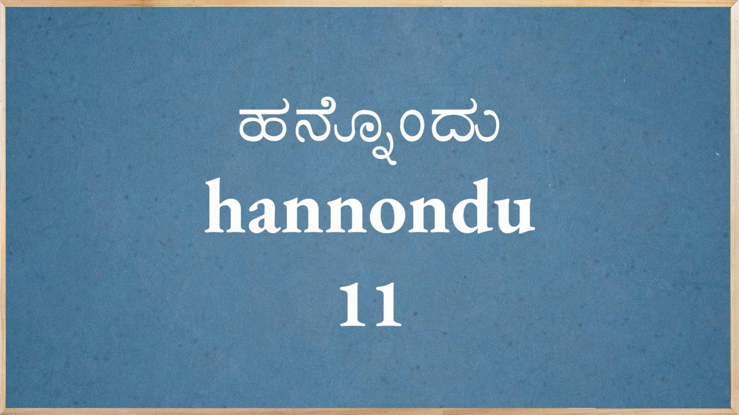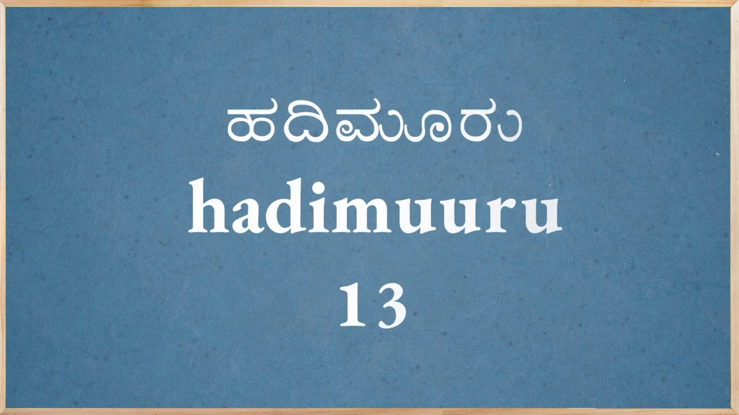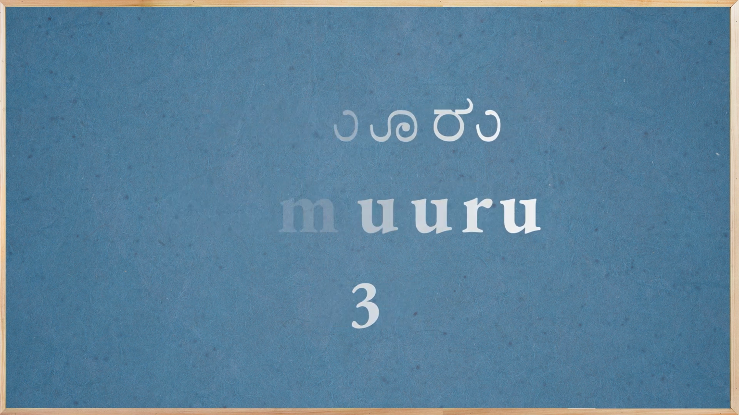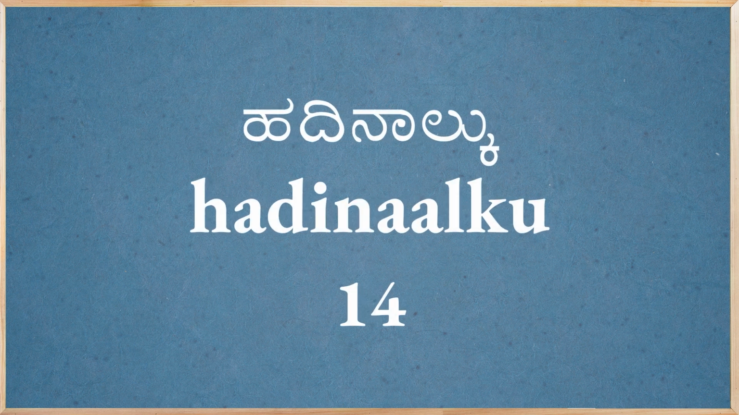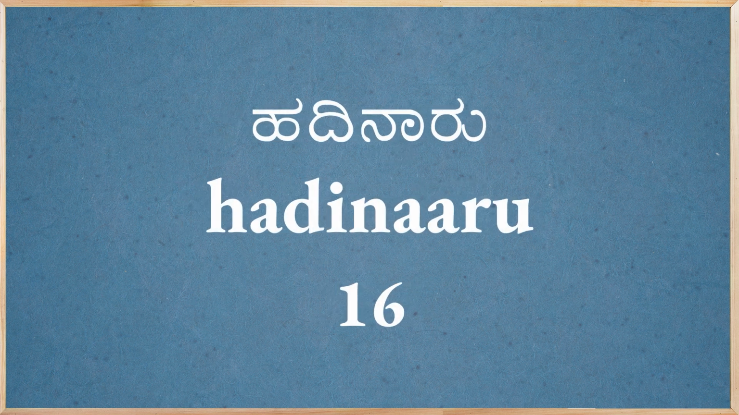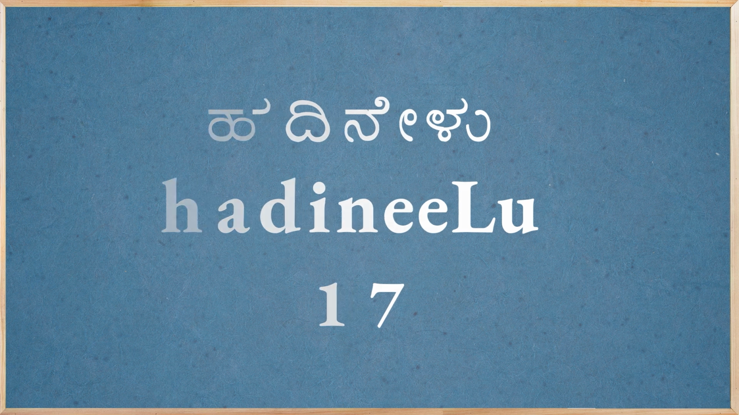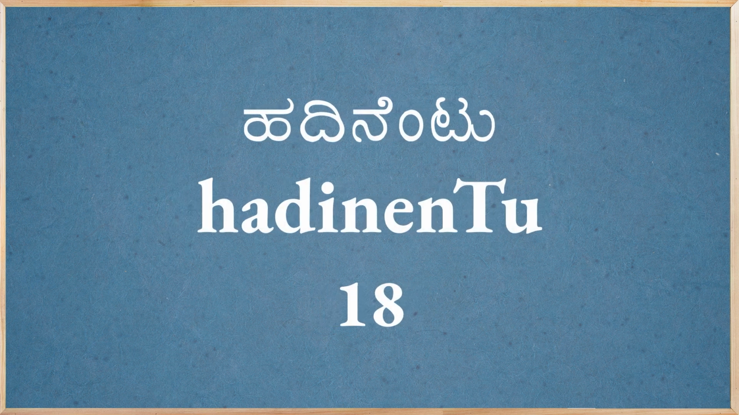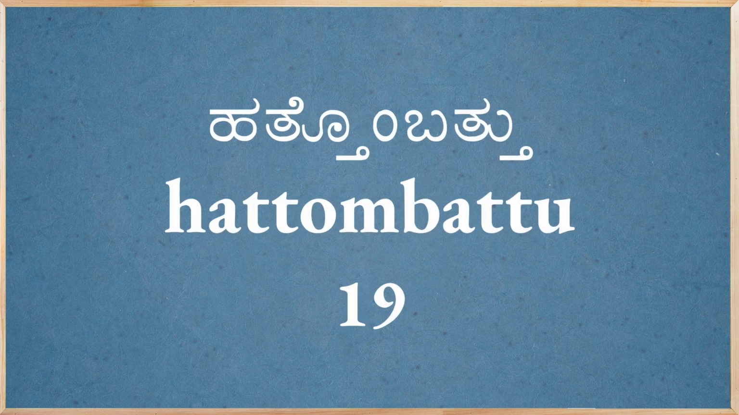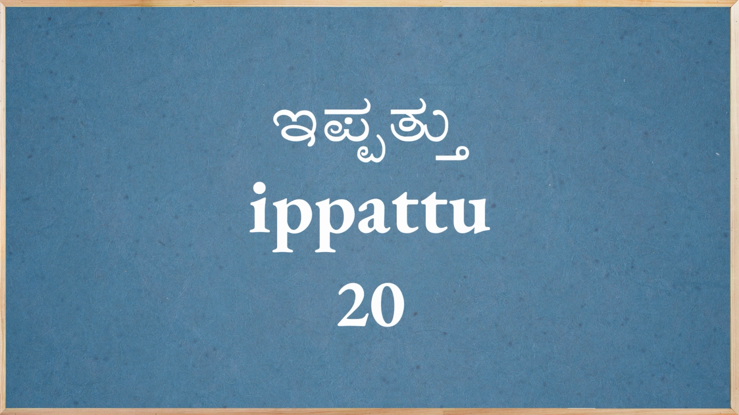For example, let's look at the numbers from 11 to 20. 11, 12, 13, 14, 15, 16, 17, 18, 19, 20.